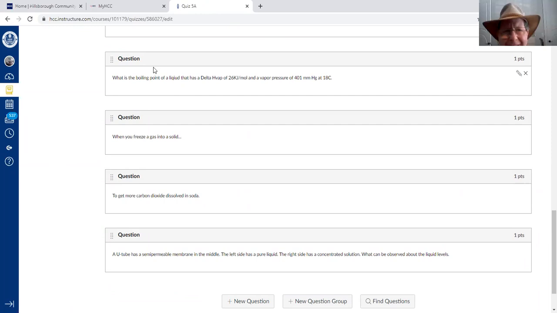This question is a straight Clausius-Clapeyron. You have the heat of vaporization. You have that at 18 degrees Celsius, the pressure is 401. Basically, the boiling point occurs at 760 torr. So you have the pressure. At this point, you're solving for the temperature. So that's ln P2 over P1 equals EA over R. No, that's not it. It's ln P1 over P2 is equal to negative heat of vaporization divided by R times 1 over T1 minus 1 over T2.